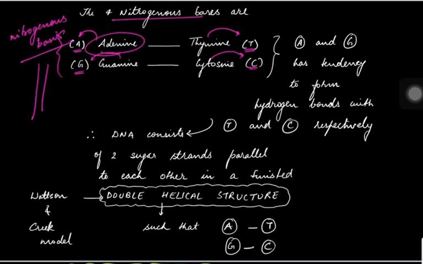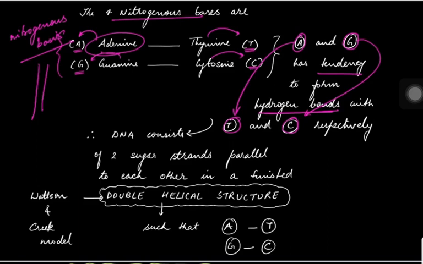Now, it is a very interesting property of the DNA that adenine and guanine, the two nitrogenous bases, have the tendency to form hydrogen bonds with thymine and cytosine respectively. That is, adenine will associate with thymine, and guanine will associate with cytosine, and vice versa. That is, thymine has the propensity to form a hydrogen bond with adenine, and cytosine has the propensity to form a hydrogen bond with guanine. All right.